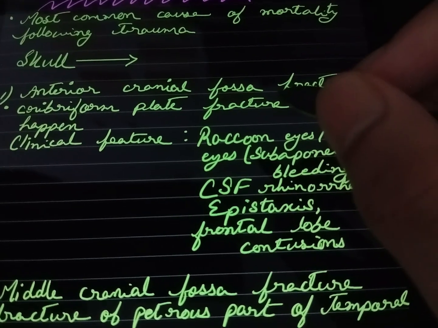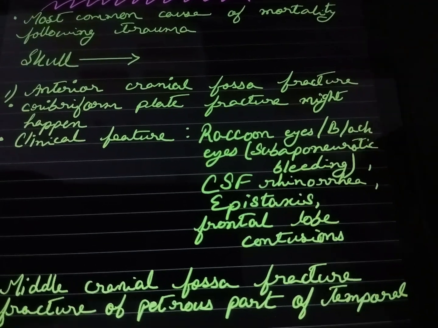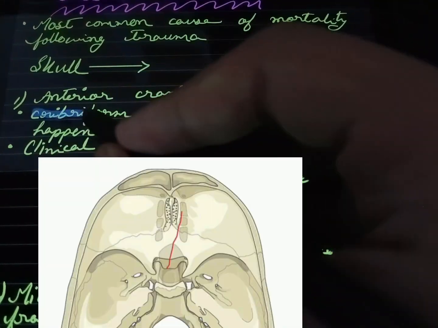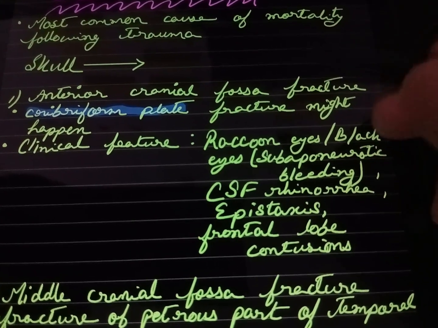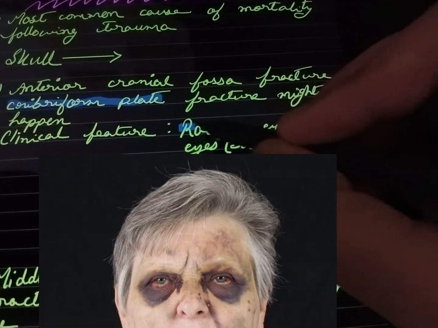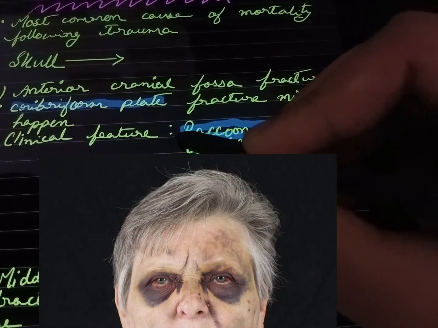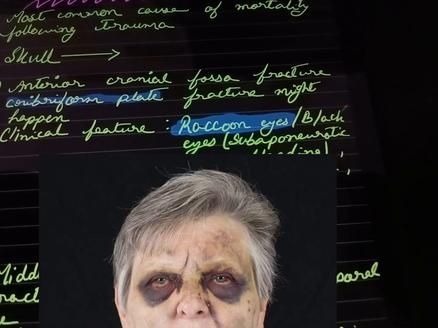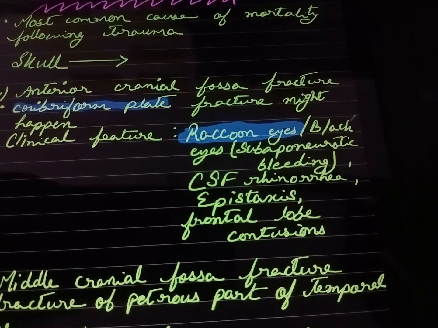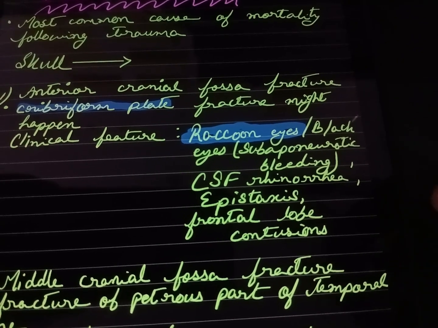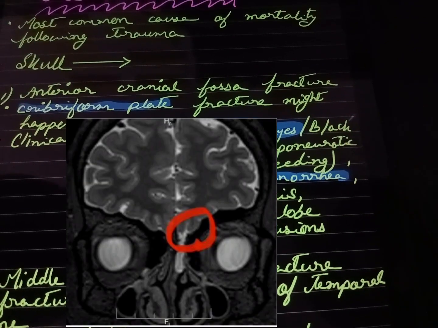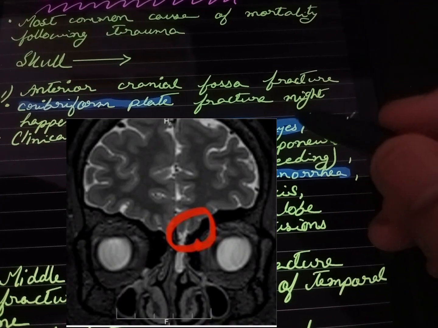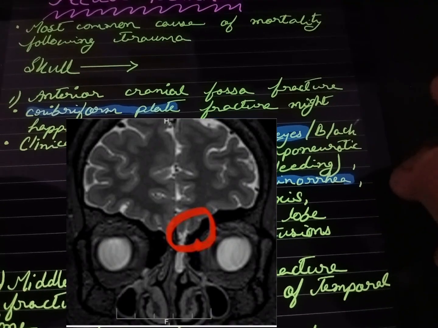In anterior cranial fossa fracture, cribriform plate fracture might happen. So if we see the clinical features, there is raccoon eyes. Patient has raccoon or black eyes due to subaponeurotic bleeding. And the next clinical feature is CSF rhinorrhea. CSF rhinorrhea is a rare condition where fluid surrounding the brain and spinal cord leaks into the nose or sinuses.